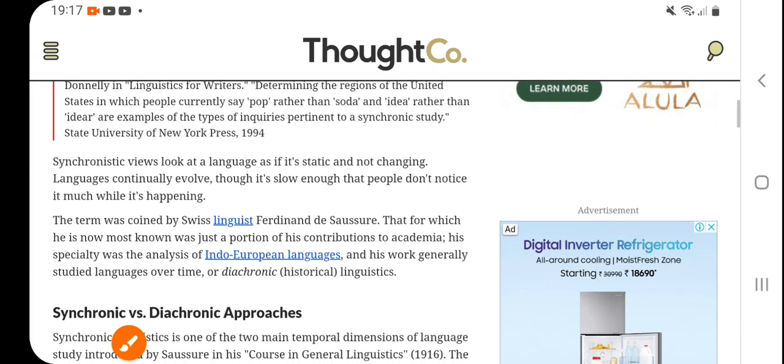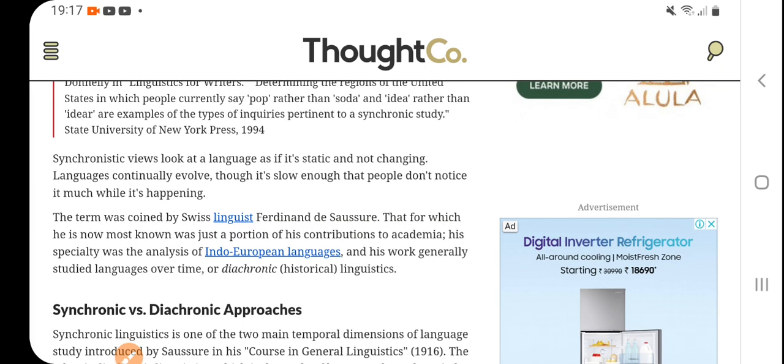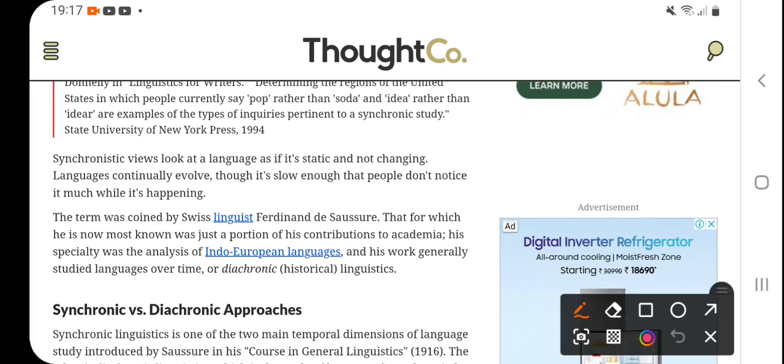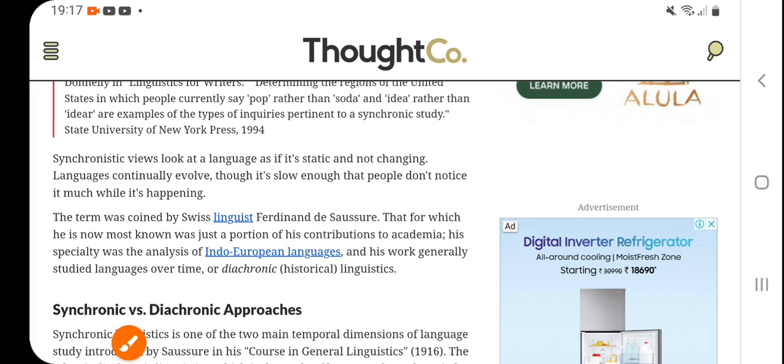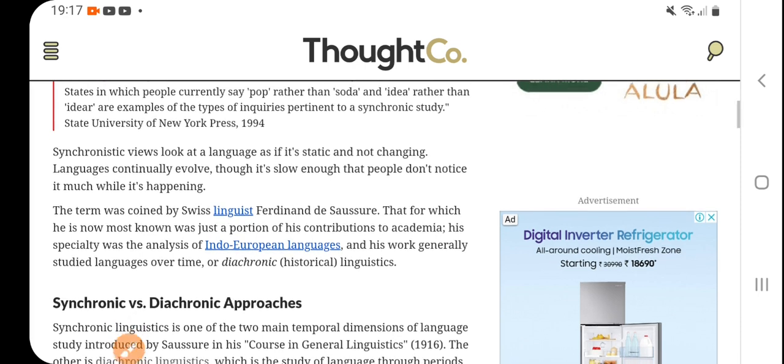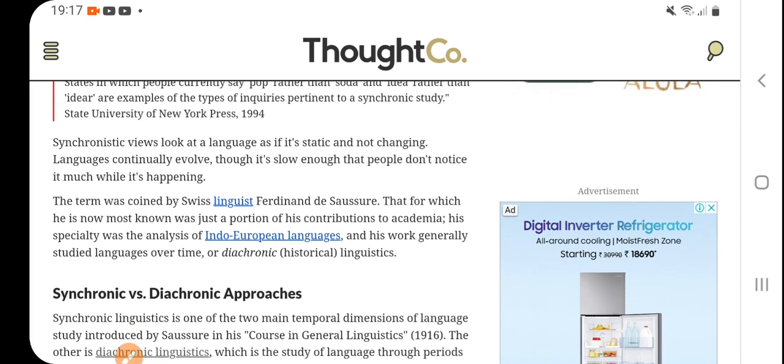Now, another is a different word form: once upon a time that was one form, now they use another, right? So that's another. These are examples of types of inquiries pertinent to a synchronic study.